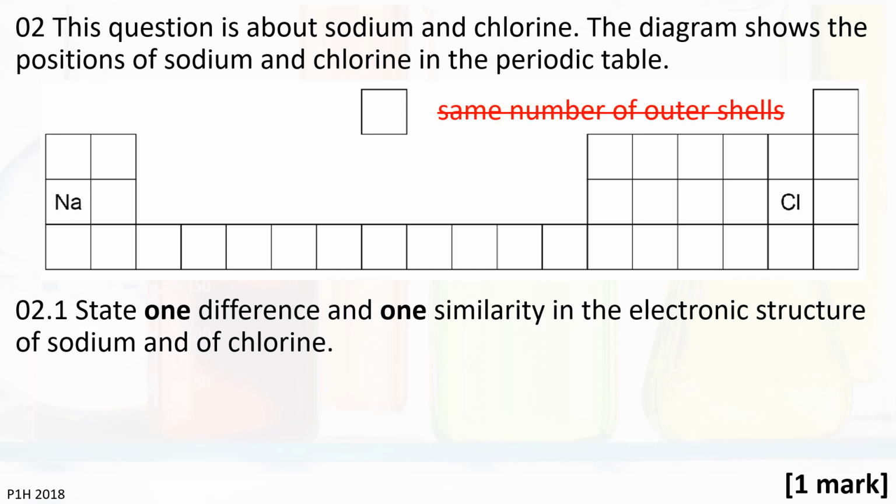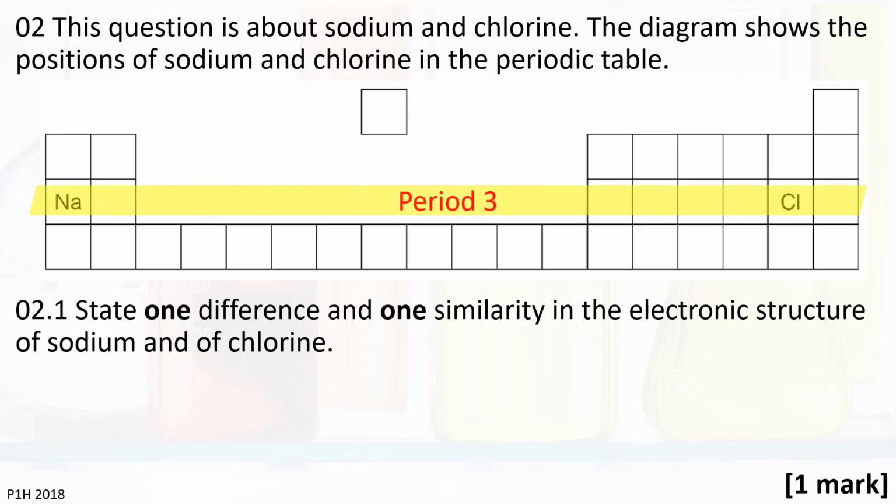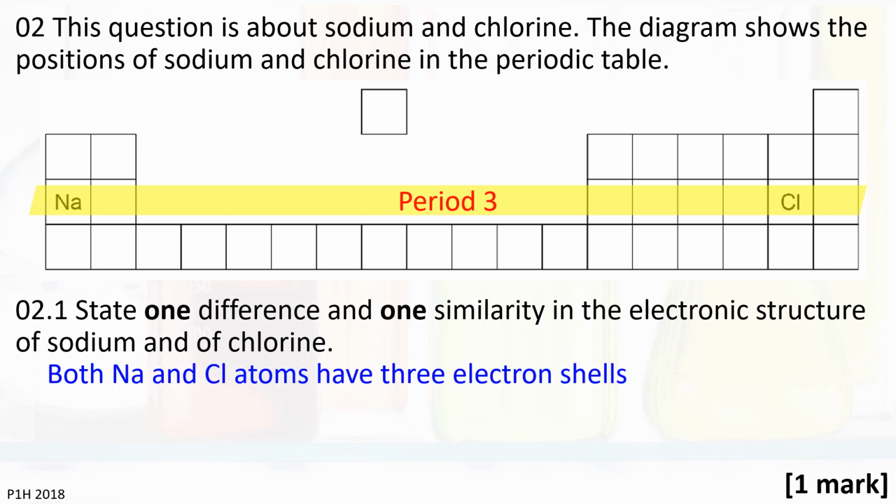The horizontal rows in the periodic table are called periods. Elements in the same period have the same number of electron shells. Avoid the phrase "same number of outer shells". All atoms only have one outer shell of electrons. Both sodium and chlorine are in period 3, so they have 3 electron shells.